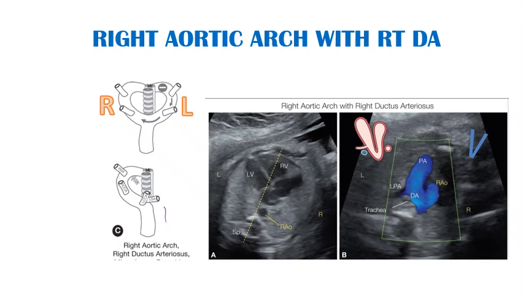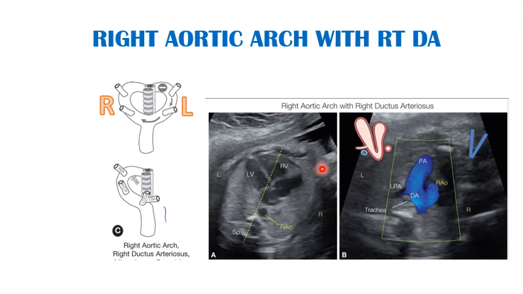In right aortic arch with right ductus, what is there? There is regression of the left aortic arch beyond the origin of the left subclavian artery, resulting in persistence of the right aortic arch with first branch the left brachiocephalic, then the right common carotid, then the right subclavian artery. Right ductus arteriosus persists and left ductus regresses.